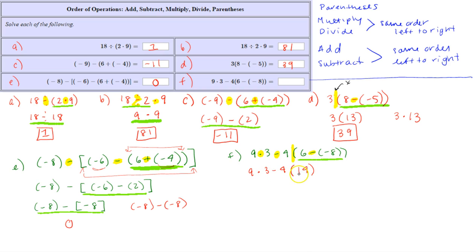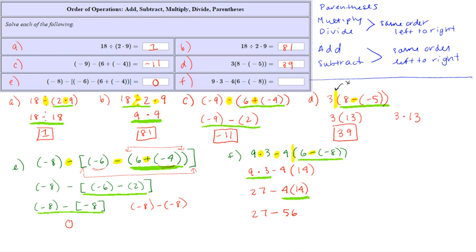Okay, so now we have the 14 in parentheses, but there's no operation in there, so we don't have to do this multiplication first because there's parentheses near it. Okay, we have to do operations in parentheses first. So let's do the 9 times 3, which is 27 minus 4 times 14. Now we'll do the 4 times 14. So this is 27 minus 4 times 14 is 56.